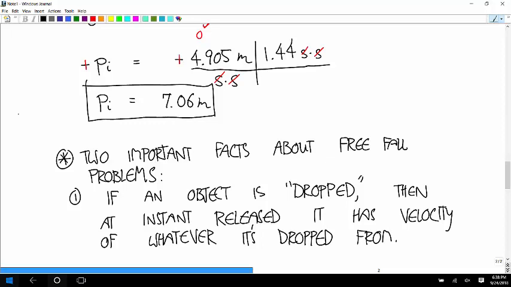Okay, so if you drop something off of a bridge, it has zero velocity when you let go. If you drop something in an elevator that's going down at, say, 3 meters per second, then at the instant you let go of it, it has a downward velocity of 3 meters per second. This is not true if something's thrown or launched. That's different. But if it's just dropped, if something's holding it and then lets go of it, at that instant its velocity is the same as the vehicle it's in when it's dropped.